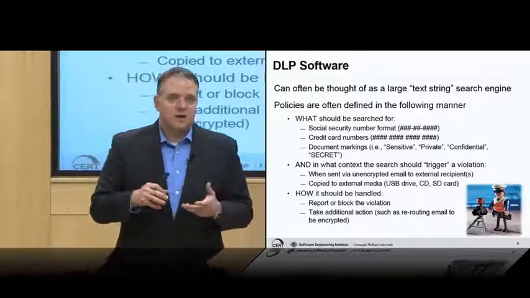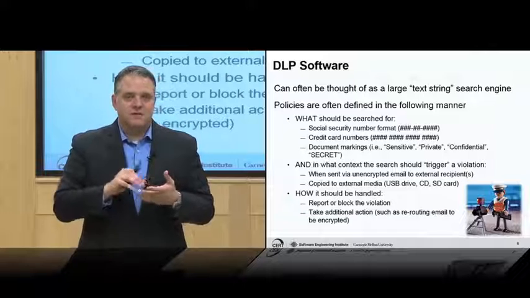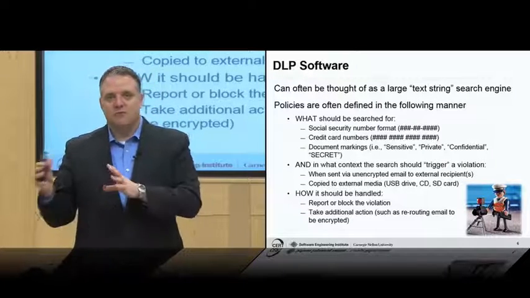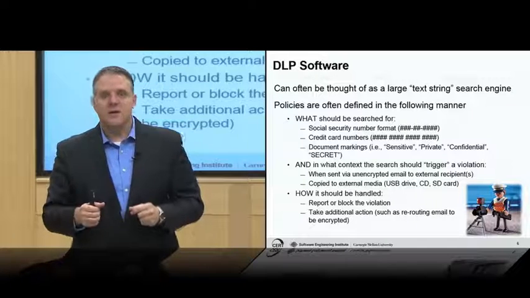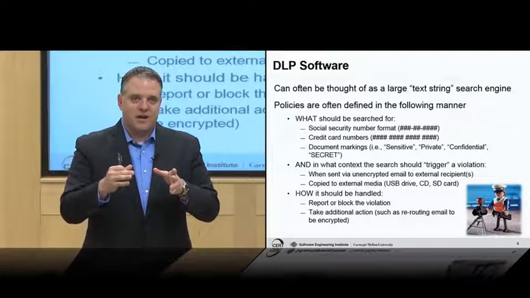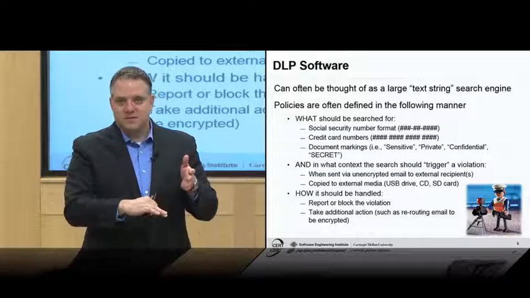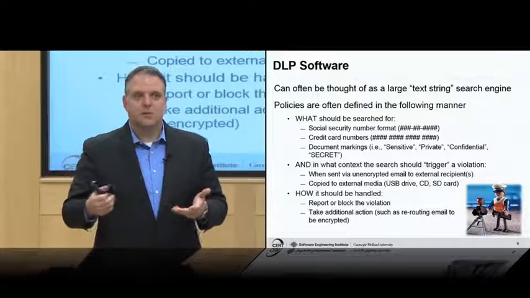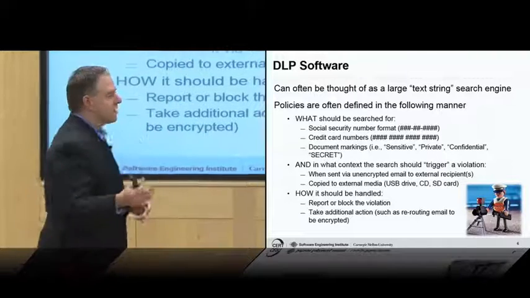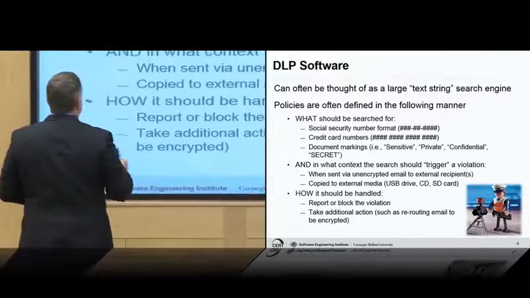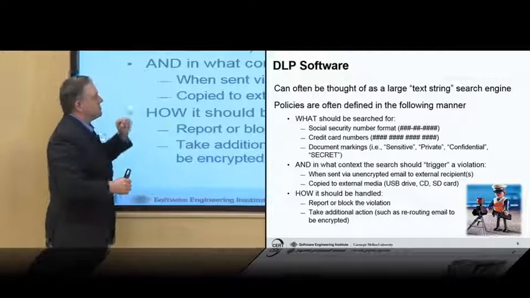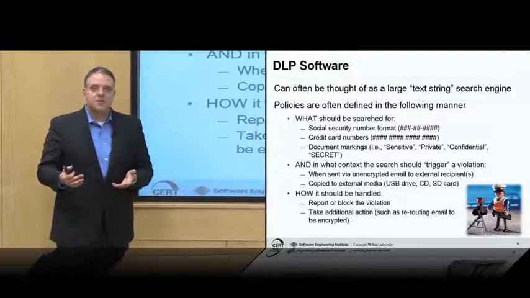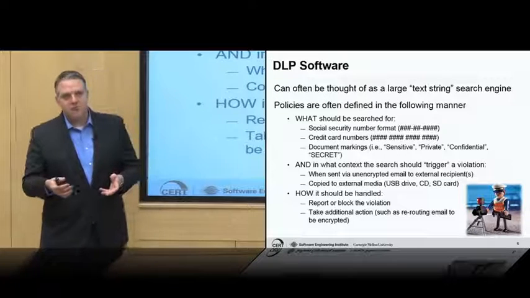DLP software, at its root, it's a text matching search engine. So you provide patterns to the DLP engine. The DLP engine will take those patterns and look across whatever it is monitoring for matches. When it sees those patterns, it will take appropriate action. So you can define a DLP policy that defines what is being searched for. Are we looking for social security numbers? Are we looking for credit card numbers?